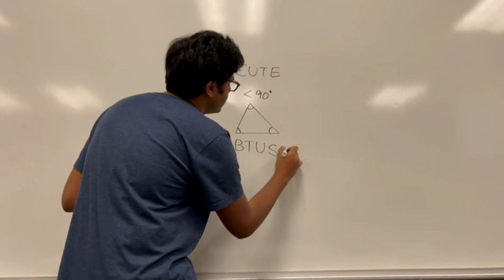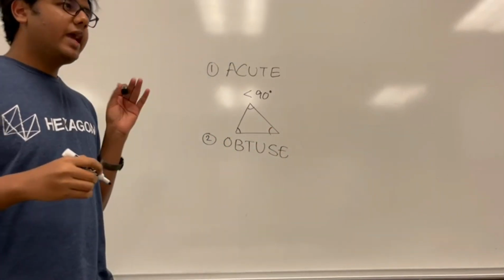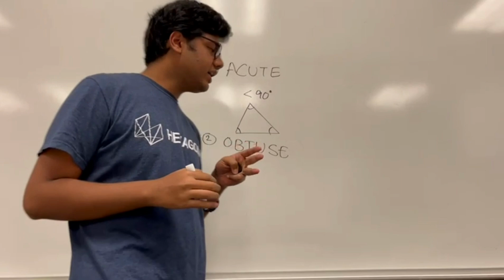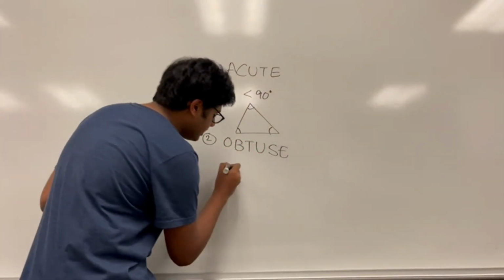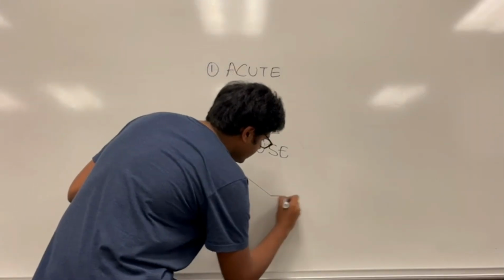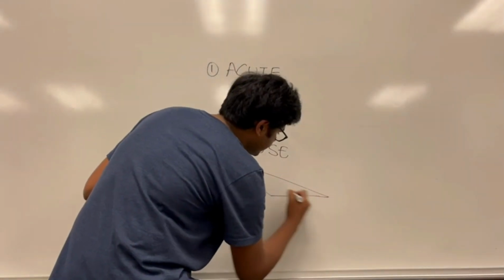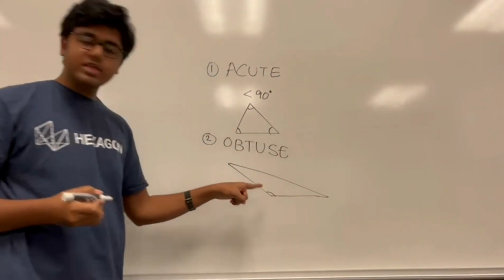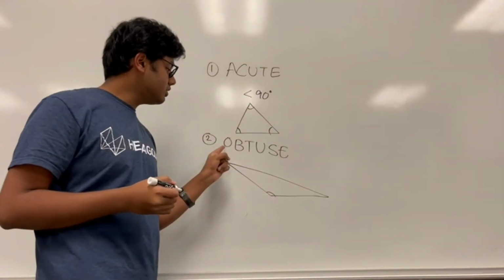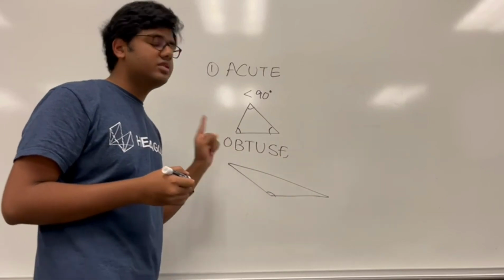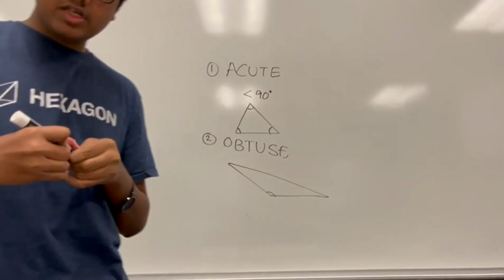The second type is obtuse angled triangle, where any one of the three angles has to be more than 90 but less than 180. So what does it look like? Somewhat like this, where we can see this angle is more than 90 degrees but it's less than 180 degrees. So we give this term to those kind of triangles, obtuse angled.